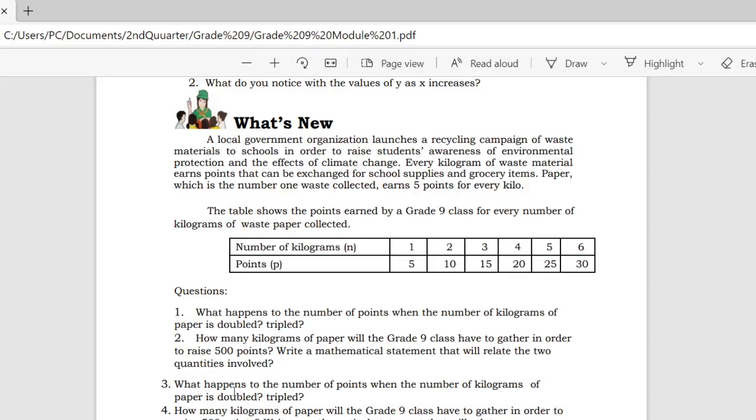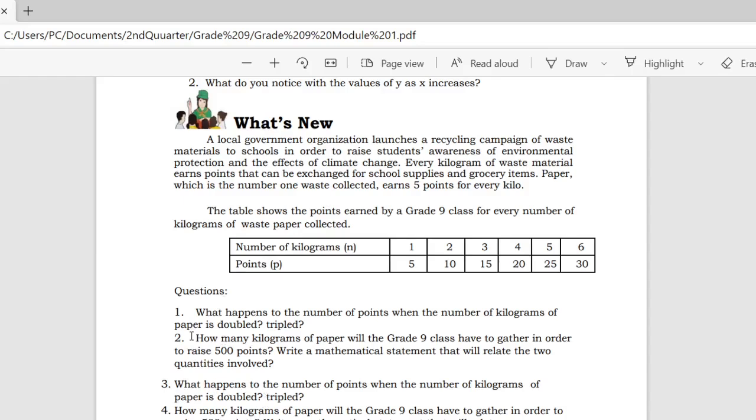Number 3, what happens to the number of points when the number of kilograms of paper is doubled or tripled? So, pareho lang man ito dito. Yes. Then number 4, how many kilograms of papers? Okay. So, itong question na to, itong dalawang question na yan, pareho lang yan.